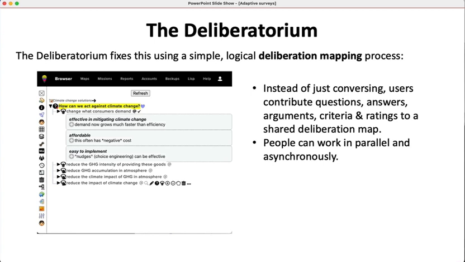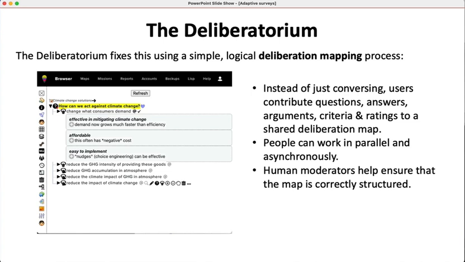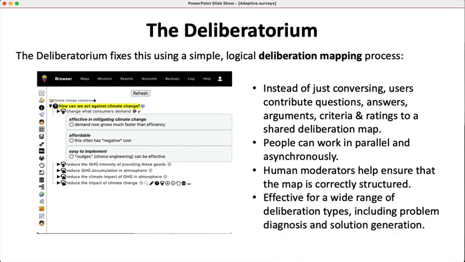In this approach, people can work in parallel and, if they like, asynchronously, so there's not any of that single user bottleneck. And in the work we've done to date, we've used human moderators to help ensure that the map is correctly structured as people add stuff. We have applied this for a wide range of problem types. The two main types of problems that we mostly encounter include problem diagnosis, where we're trying to understand the causes of a problem, and solution generation, where we're coming up with ideas for how to make things better. And deliberation mapping is equally effective at both of those types.